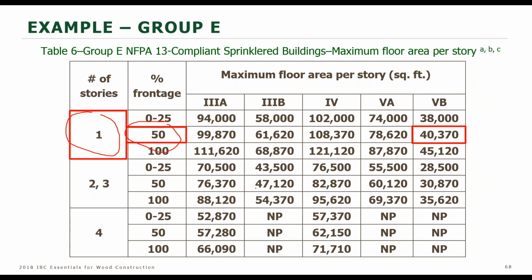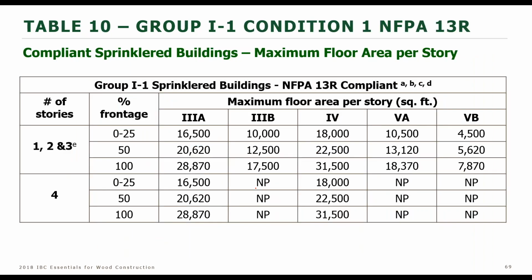So this is a great tool for taking a quick look: occupancy group, sprinklers or not, number of stories, approximate open frontage, boom, you have allowable area per story. Another example, Group I-1, 13R sprinkler system, for instance, in a Group I-1 care facility. You have a table that looks just like before. Since it's an I-1, you see these kind of figures for Type 4B are greatly reduced.